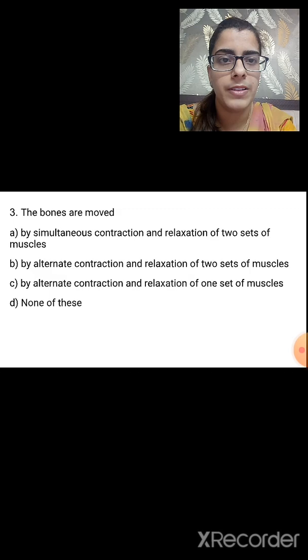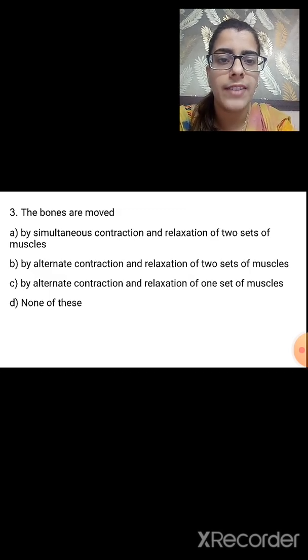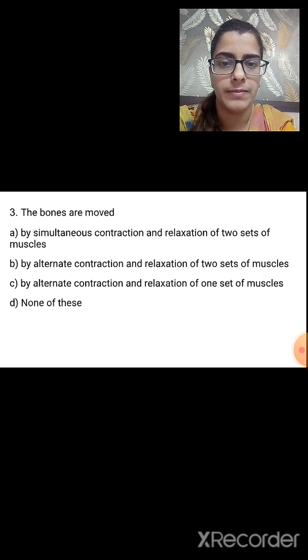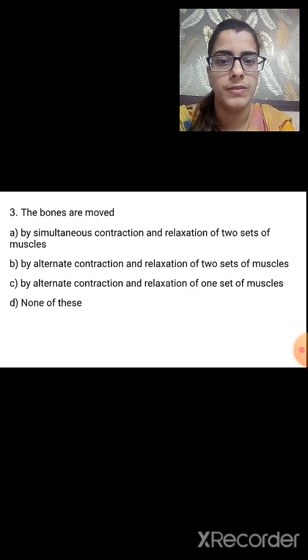But let's have a look at statement C. By alternate contraction and relaxation of one set of muscle? No. For moving the bone, one set of muscle is not involved. Two pairs of muscles are involved in the movement of the bone. Therefore, the correct option is B, by alternate contraction and relaxation of two sets of muscles. We know that muscles always work in pairs to make the bone move.